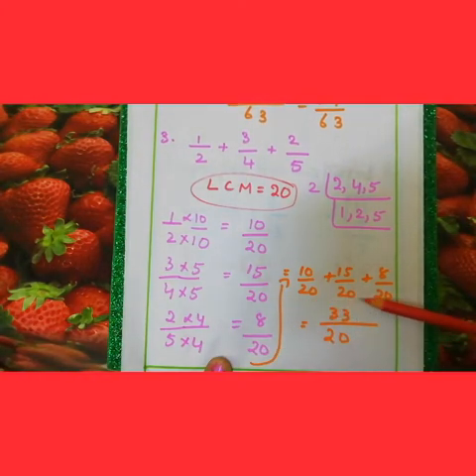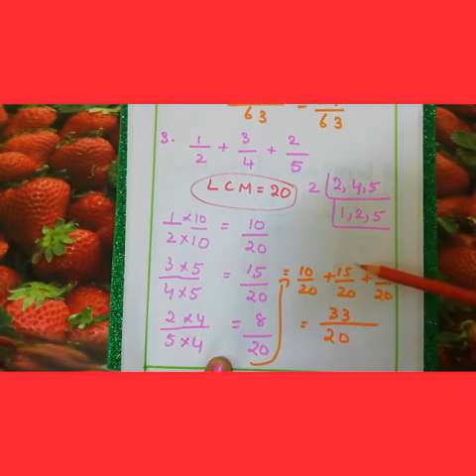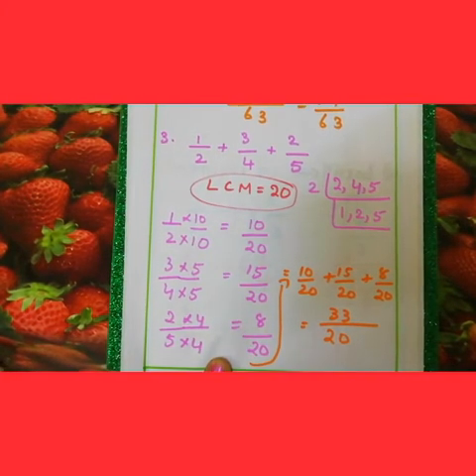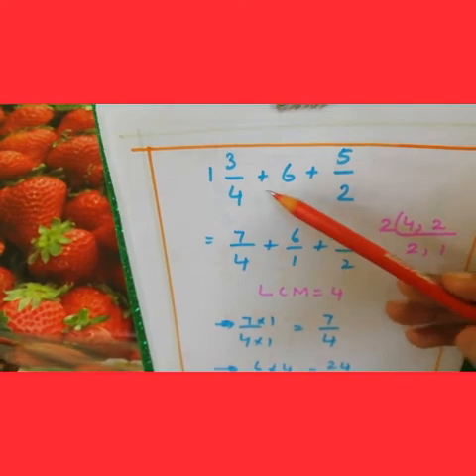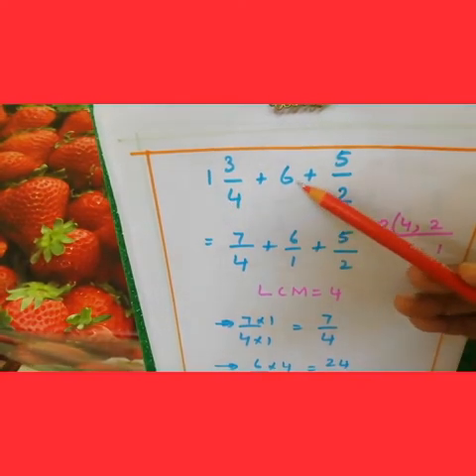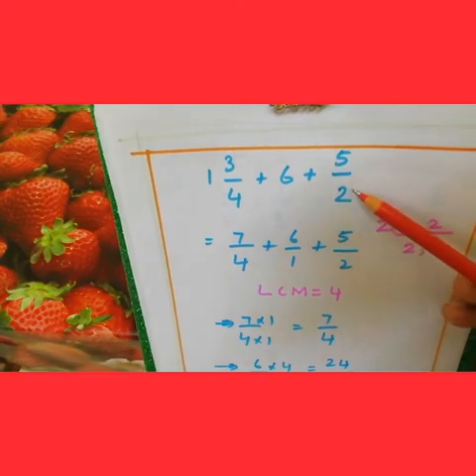Now the denominator is the same. So 10 by 20 plus 15 by 20 plus 8 by 20. So just add the numerators and write the same denominator, that is 20. In this example, one is a mixed fraction, another one is a whole number, another one is a fraction.